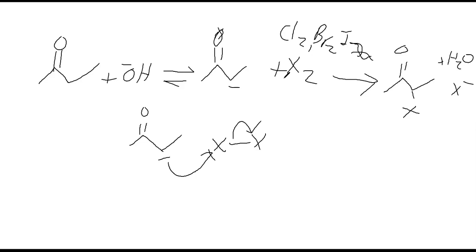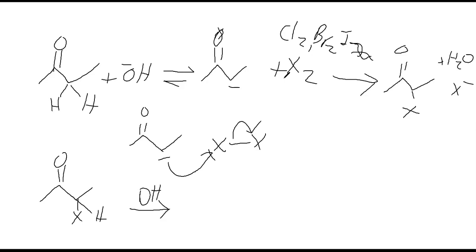So this is base promoted. Now, another problem is base promoted will often add multiple times, as long as there are alpha hydrogens. Right here, there are two alpha hydrogens. So once we have this structure, our keto halide, if we have excess base, we're going to form another enolate.